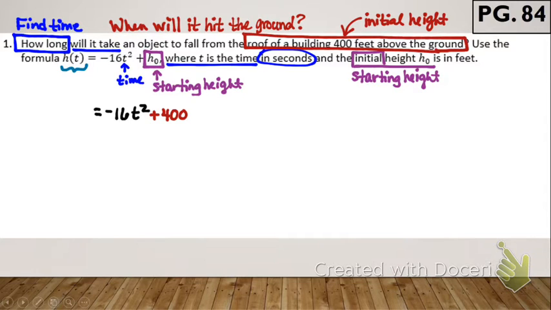This h over here is just height. And I want to know when it's going to hit the ground. What would the height be if the object is on the ground? 0.